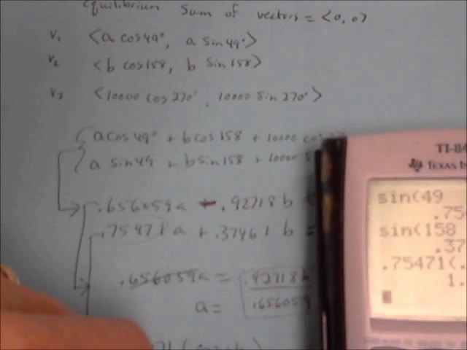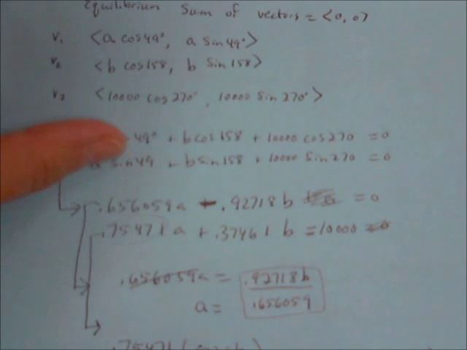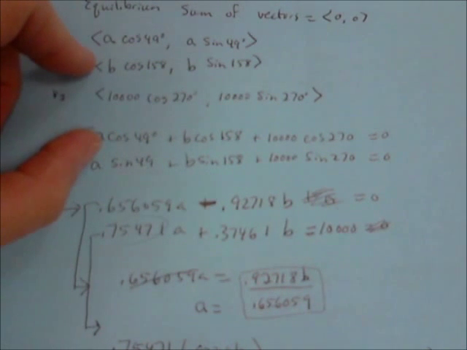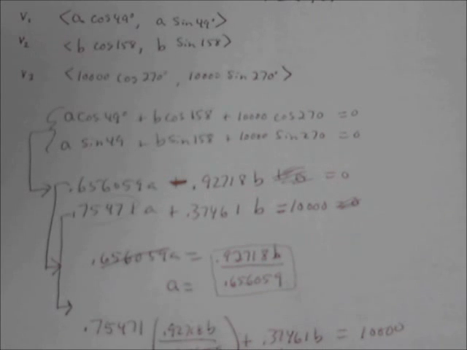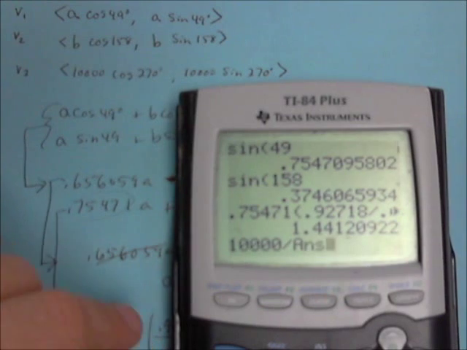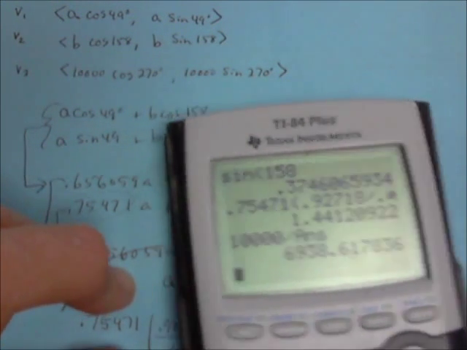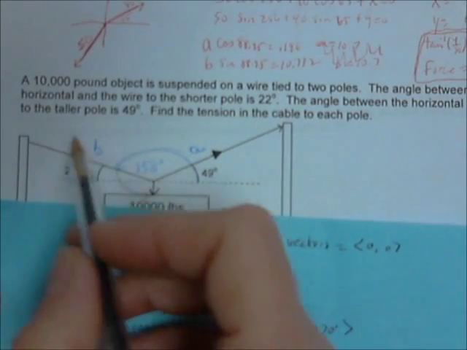Looks like I had a parentheses issue when I used my calculator. I didn't close up the parentheses, and it should be 1.44121. B is equal to 10,000. And if you divide 10,000 divided by 1.4412, you get B to be 6,938.6, I believe. So that would be B, and B is the tension on this cable over here.